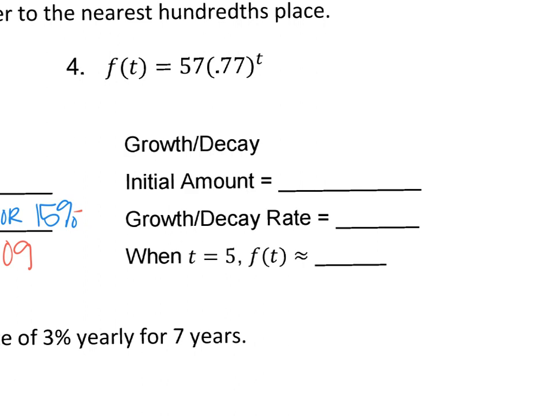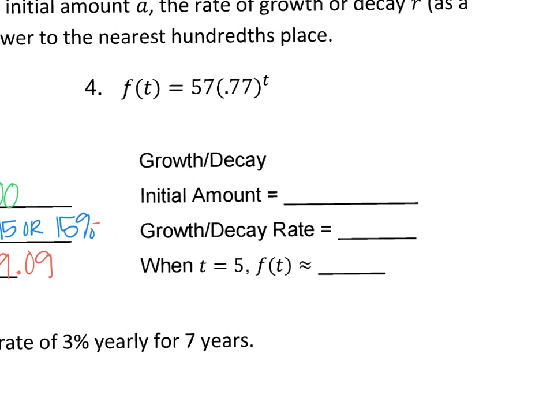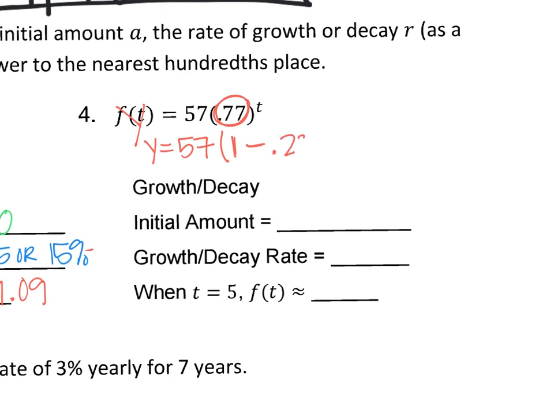Okay, let's look at the next one. Again, this one didn't have a 1 plus or minus, so I want to rewrite it this way. And remember, f of t is just a fancy way of saying y equals. So if that confuses you, change it to y. Now, since this number is less than 1, I know that I took 1 and I subtracted something. Well, 1 minus what gives me 0.77? Or 0.77 plus what gives me 1? 0.23 into the t power. So since I'm subtracting here, I know that it is a decay this time.